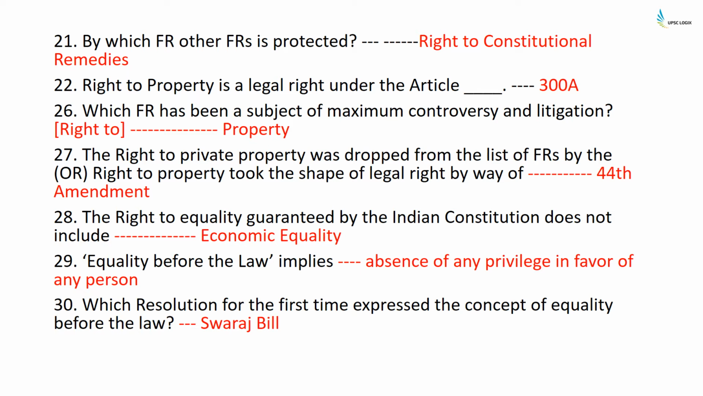Which fundamental right has been a subject of maximum controversy and litigation? It is the right to property. The right to private property was dropped from the list of fundamental rights, and the right to property took the shape of a legal right by way of the 44th Constitutional Amendment Act, 1978. The right to equality guaranteed by the Indian Constitution does not include economic equality.